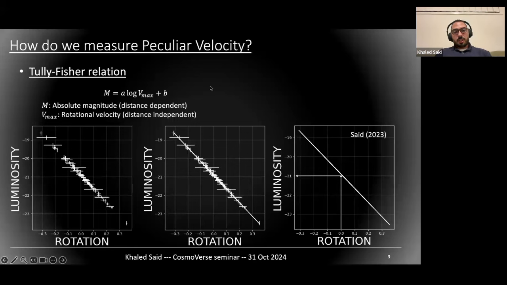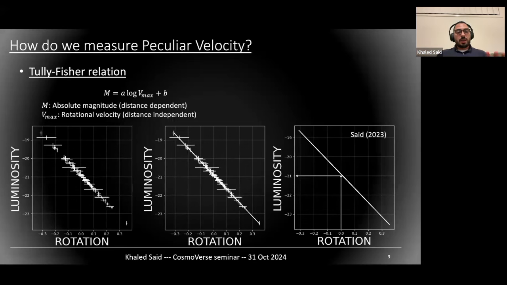You can write the Tully-Fisher relation in this form, where M here is your absolute magnitude and v max is your maximum rotation velocity. Some people use the flat part of the rotation curve. Some people use the maximum of the rotation curve, but it doesn't make a big difference here. It might make a difference in the intrinsic scatter of the relation, but for our purpose here, it doesn't make any difference.